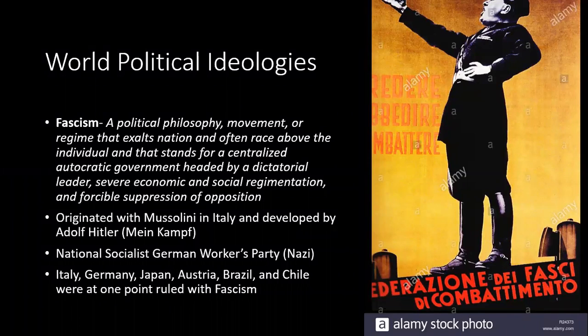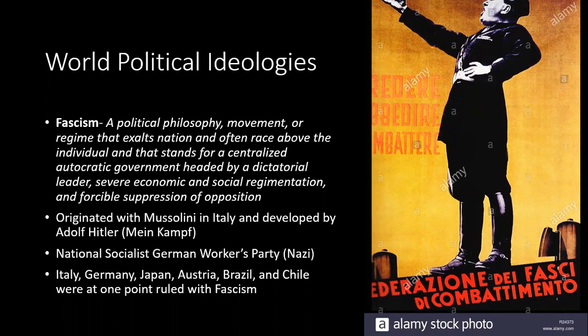Let's start with fascism. Fascism itself is kind of not relevant in the world, but just keep in mind that fascism is a political philosophy, movement, or regime that exalts nation and often race above the individual, and that stands for a centralized autocratic government headed by a dictatorial leader, severe economic and social regimentation, and forcible suppression of opposition.